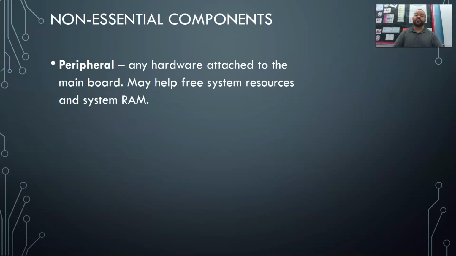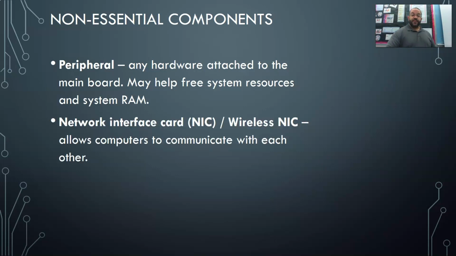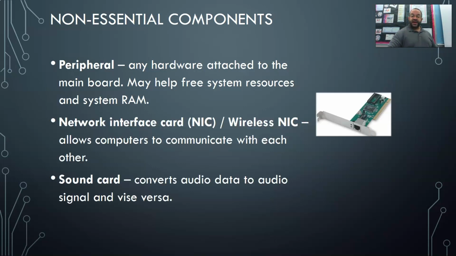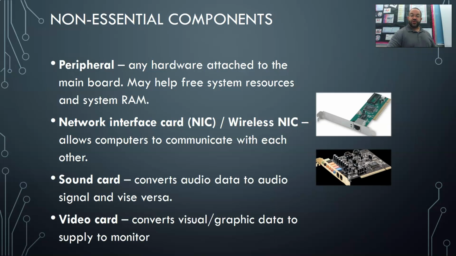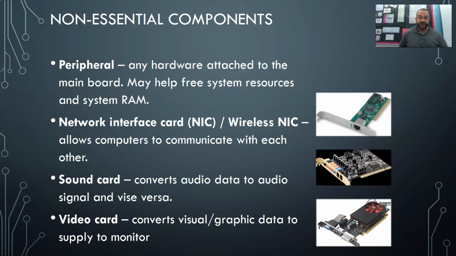Other non-essential components. Remember we said that peripheral, our peripheral vision, our narrow vision, is any hardware attached to the main board. It may help free up system resources and system RAM. I kind of hinted at that in the last video. Example, say you have a network or video or sound card, and I'll just go ahead and pull all these up. Let's look at what these things do first, and then I'll explain how they free up system resources.